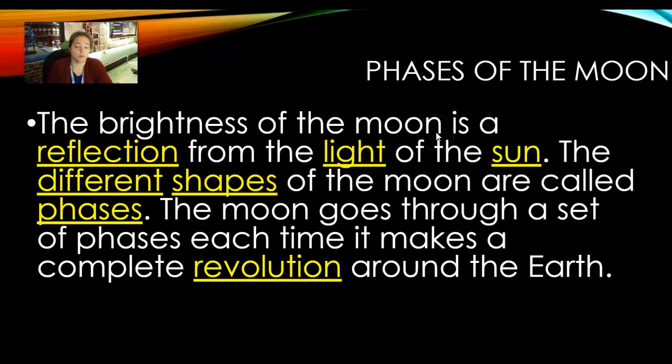The brightness of the moon is a reflection of the light given off by the sun. So it is reflected from the sun. That's why we can see the moon. The different shapes of the moon are called phases. So when you look up, it isn't always fully on display. The moon goes through a set of phases each time it makes a complete revolution around the Earth. So it actually goes through 8 different phases.